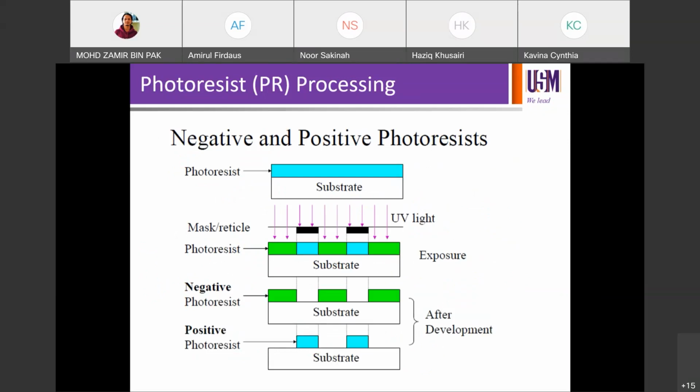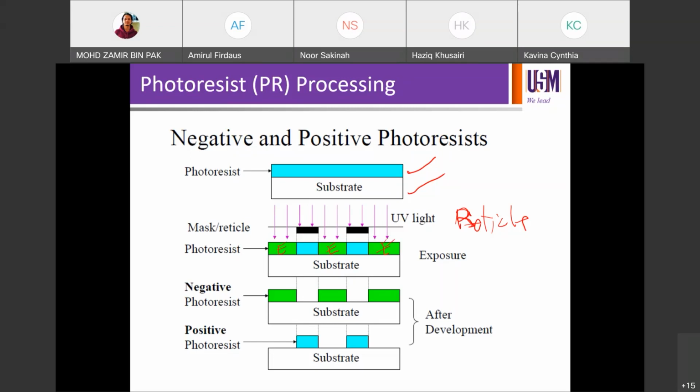So negative and positive, let's recap in the next few minutes. In this case, you have resist on your silicon, and then you have your mask or the reticle in between to allow light to penetrate through some regions. In this case, the purple arrows. So that will expose the green area. The green area is exposed. Okay, and other areas are not exposed and blocked by the chrome on the mask.